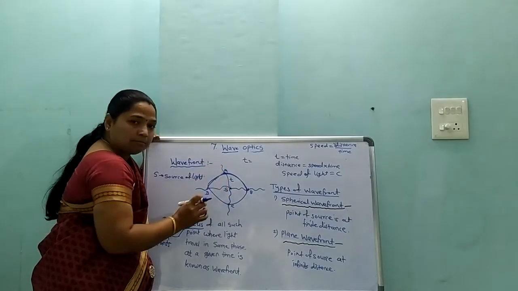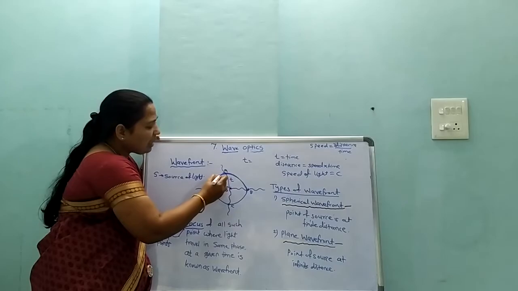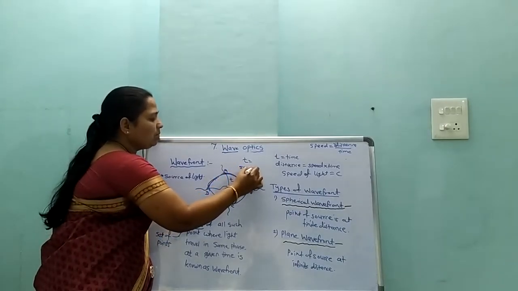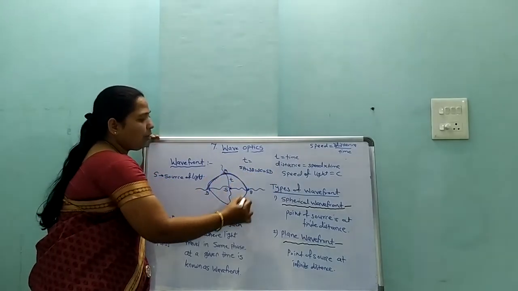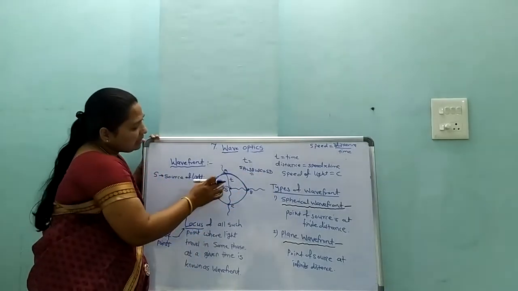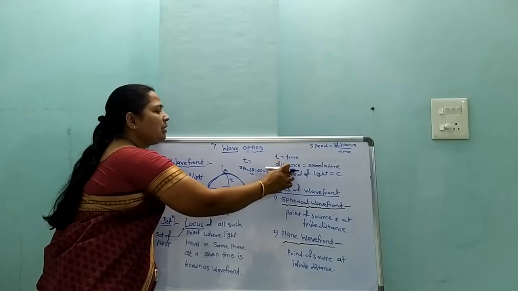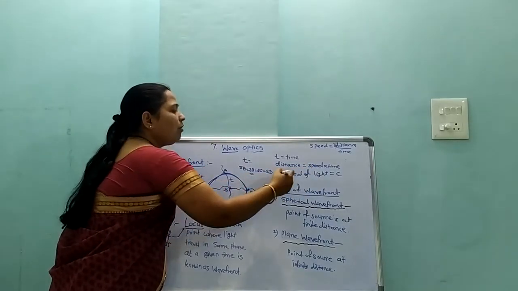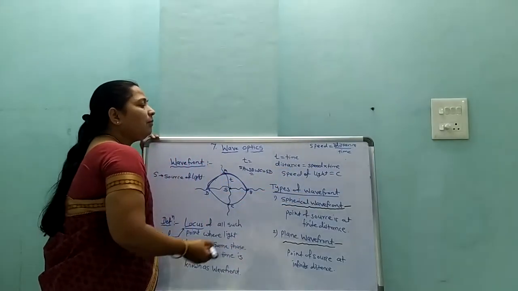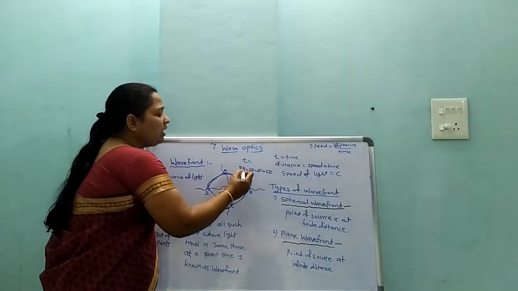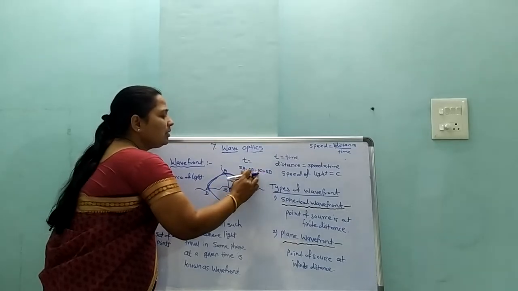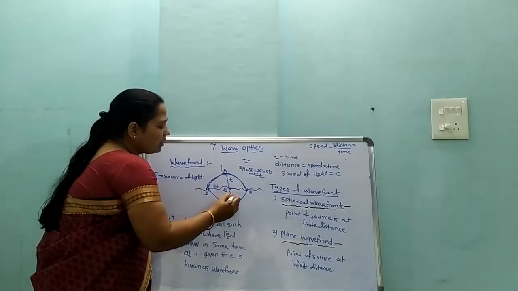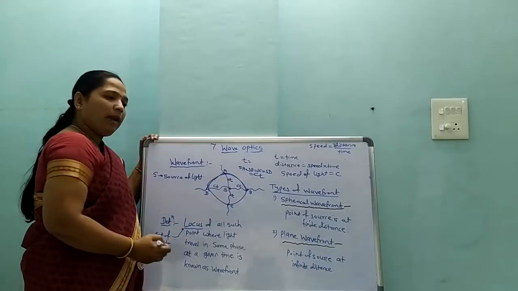They cover the same distance in time t, so the points are equidistant from the source of light. That means SA is equal to SB is equal to SC is equal to SD. That distance is calculated using distance equals speed into time. Speed here means the velocity of light, denoted by c. Therefore, distance SA is equal to c into t, and the points are equidistant from the source of light.